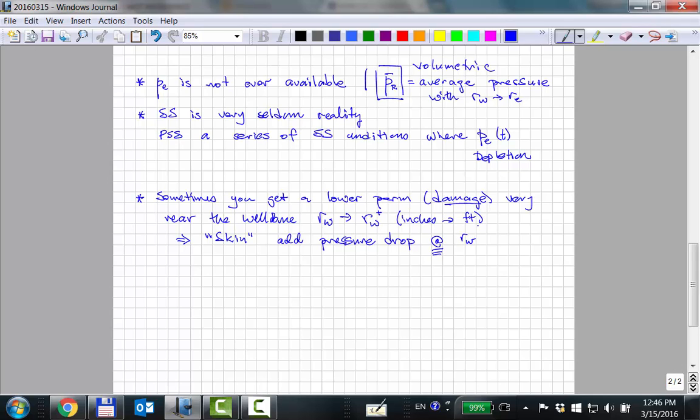But the skin doesn't have to be positive. Typically, if it's damaged, this skin S, we use the term S, small s, will be greater than 0 for extra pressure drop. Meaning that the permeability in this damaged zone is less than the permeability in the rock. We've lowered the permeability.